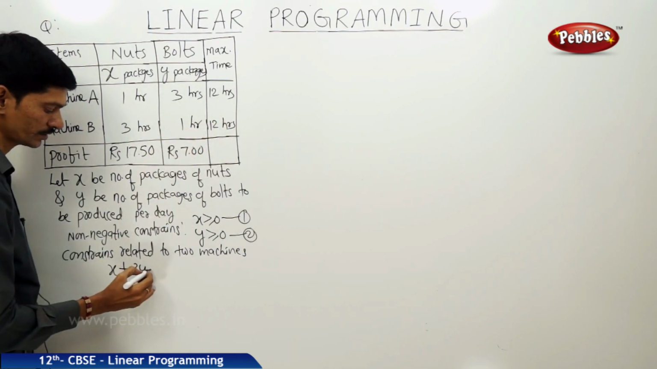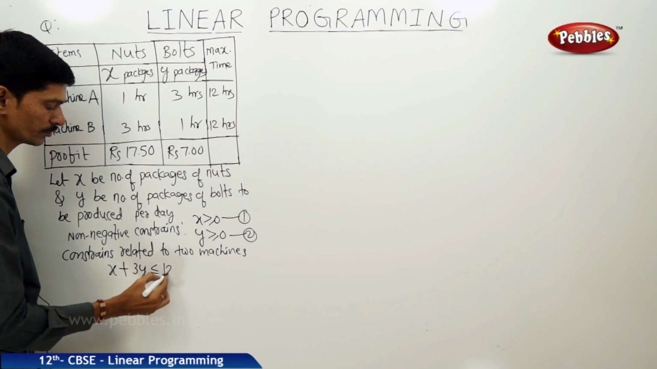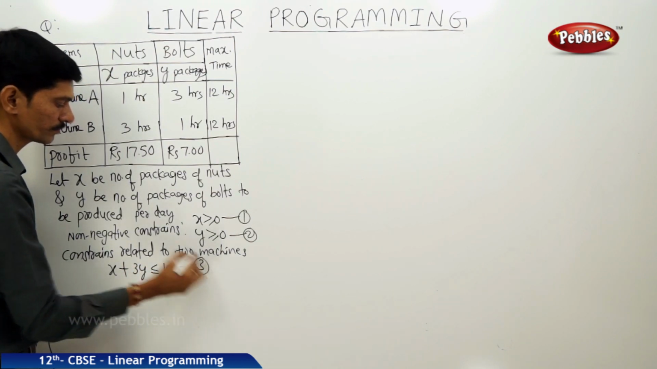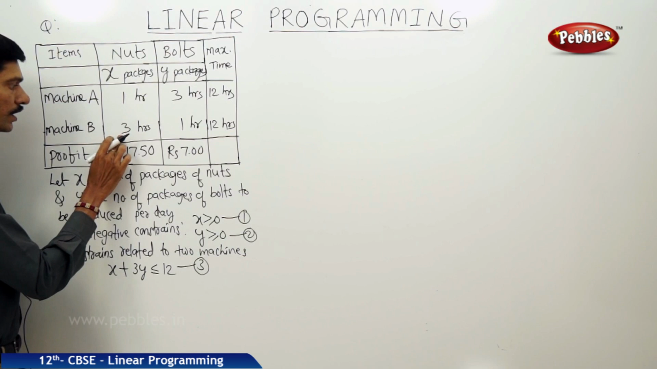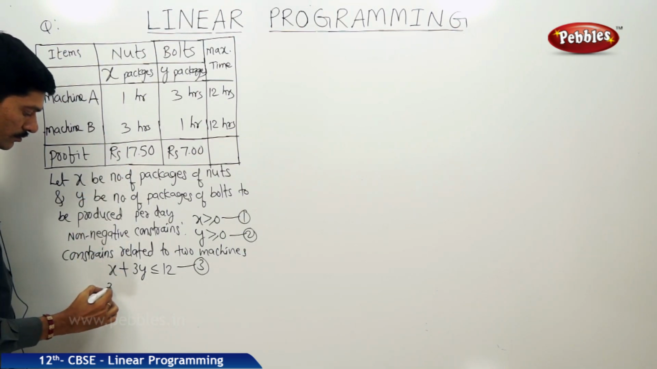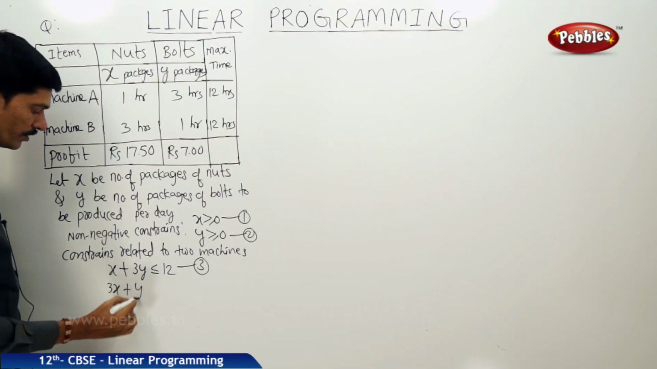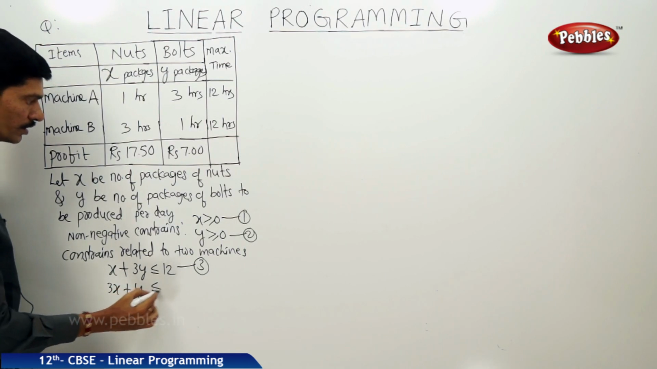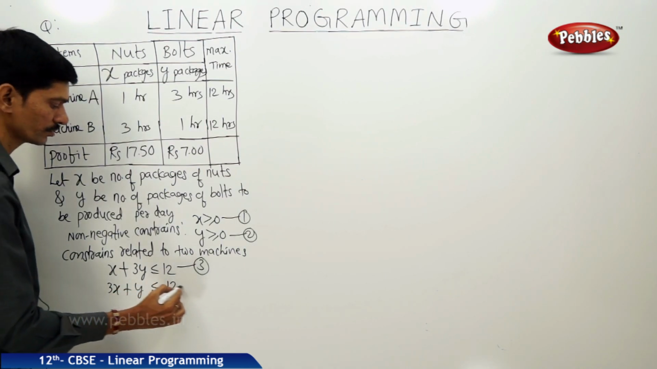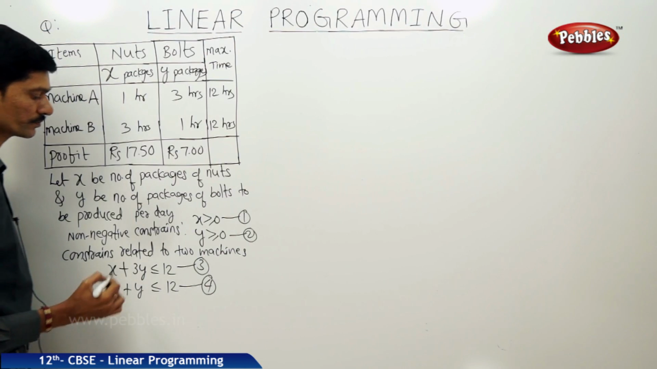So we can write this as X plus 3Y less than or equal to 12. So this is the third inequation. Similarly, we can write 3X plus Y less than or equal to 12. So this is inequation 4.